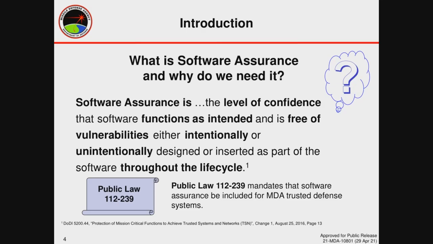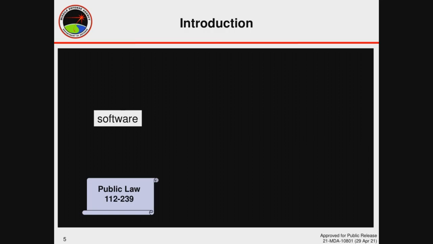I want to look at this definition of software assurance a little bit more closely. First, notice that software is at the heart of software assurance. What we mean by software is not only the code that is written by a developer, but it also has to include the open source code, the commercial code, the third-party developed code, and the auto-generated code. We want all of the instructions, and I mean all of the instructions, that make up an executable.